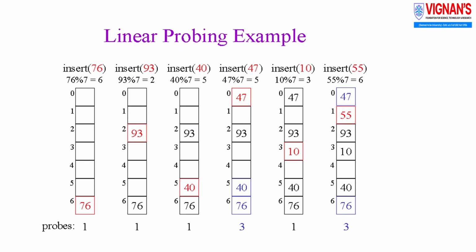Next, insert 10. 10 mod 7 equals 3. Index 3 is empty. So 10 is placed at index 3. Number of probes, 1.